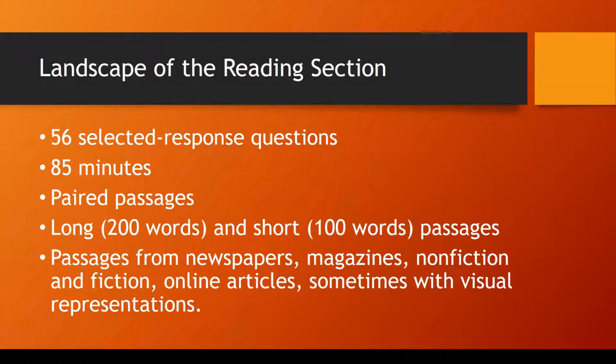The reading section has 56 selected response questions over 85 minutes. Paired passages totaling about 200 words are typically followed by 4 to 7 questions, as are longer passages. Short passages are followed by 2 or 3 questions, and brief statements are typically followed by a single question.